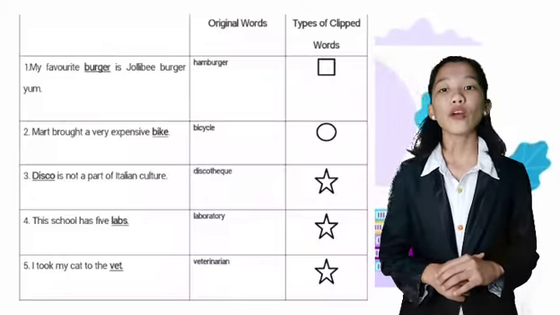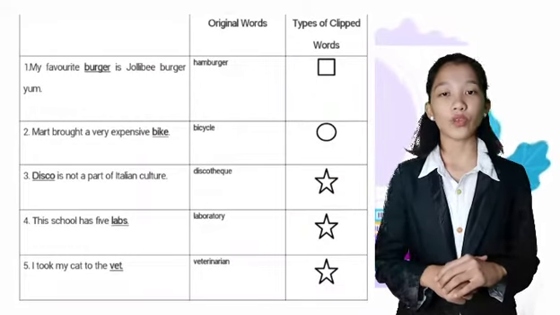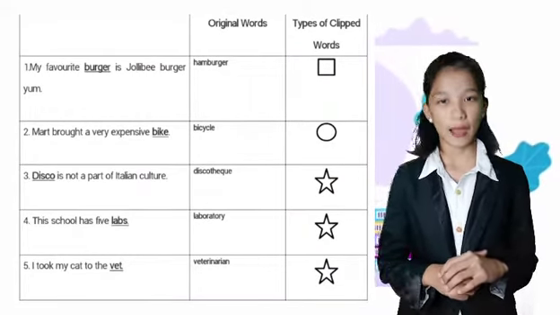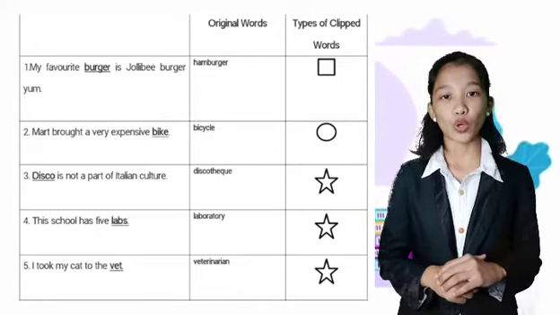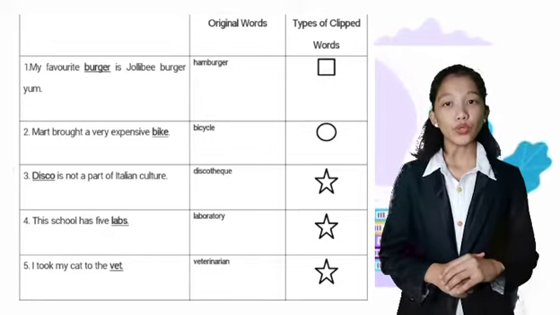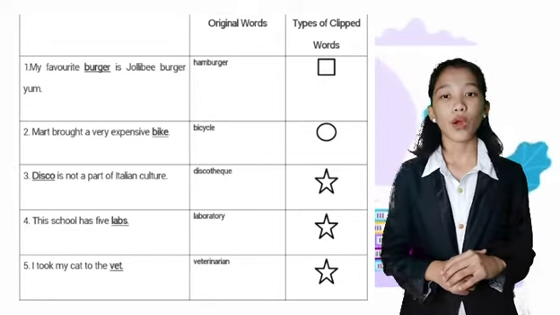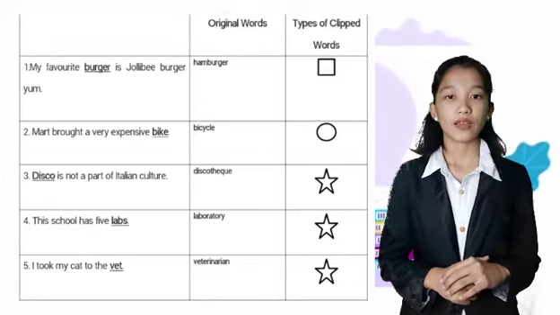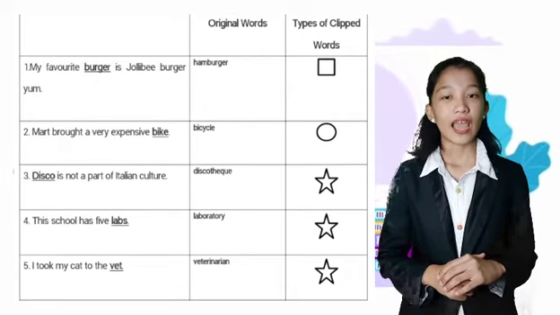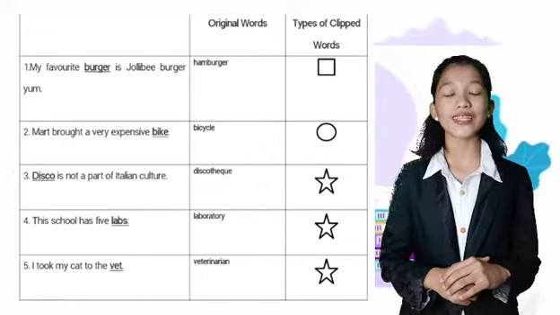Number 1. My favorite burger is Jollibee Burger Yum. You are correct if you underline the word burger and the original word is hamburger. And you must draw a square for this sentence. Number 2. Mark brought a very expensive bike. The answer is bike from the word bicycle, and the shape must be drawn in circle.